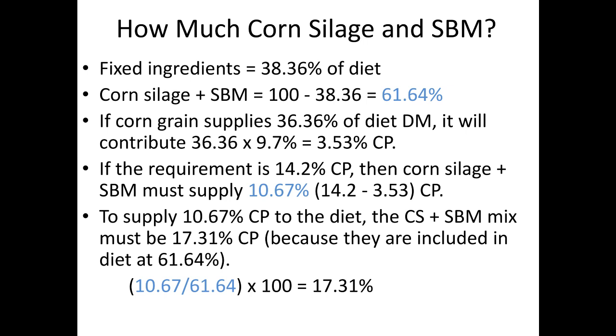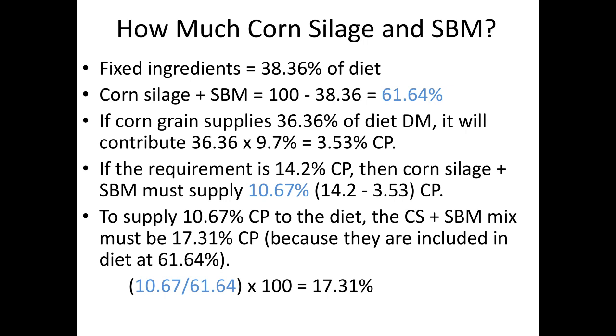Okay, we've got fixed ingredients in this example. We've got the corn grain and the trace mineral mix and our sources of calcium and phosphorus. Okay, so the corn silage and the soybean meal aren't being formulated at 100% of the diet. They're only 61.67% of the diet. So the amount of crude protein that they need to contribute to the diet is thus higher because their total amount in the diet is less than 100.